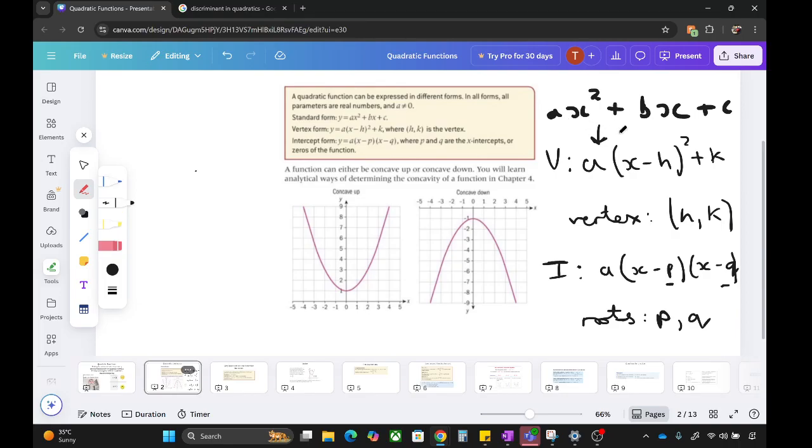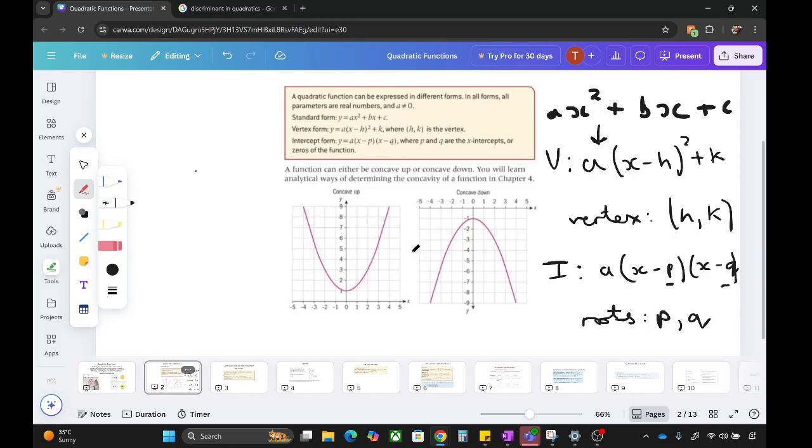So the standard form basically tells us nothing, but if you convert it to either the vertex form or the intercept form, you can find out something. If you do completing the square on the standard form, you can get the vertex, h comma k. If you convert it to intercept form by factorizing, you can get the roots of your parabola, which are p and q.